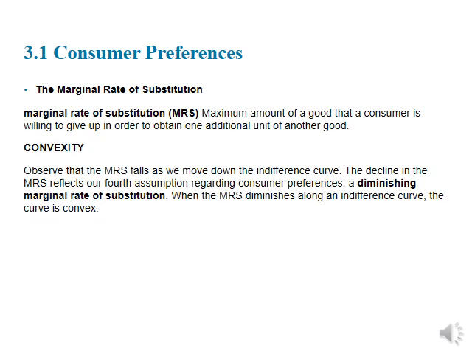Why is that the case? Because people tend to prefer mixes to extremes. And when that's true, we have a diminishing marginal rate of substitution. The maximum amount of a good that a consumer is willing to give up in order to obtain an additional unit of the other good gets smaller and smaller as we move down the curve, in the case of convexity, in the case where people prefer mixes to extremes. What this looks like is, with convex preferences, we'll have indifference curves bowed toward the origin.